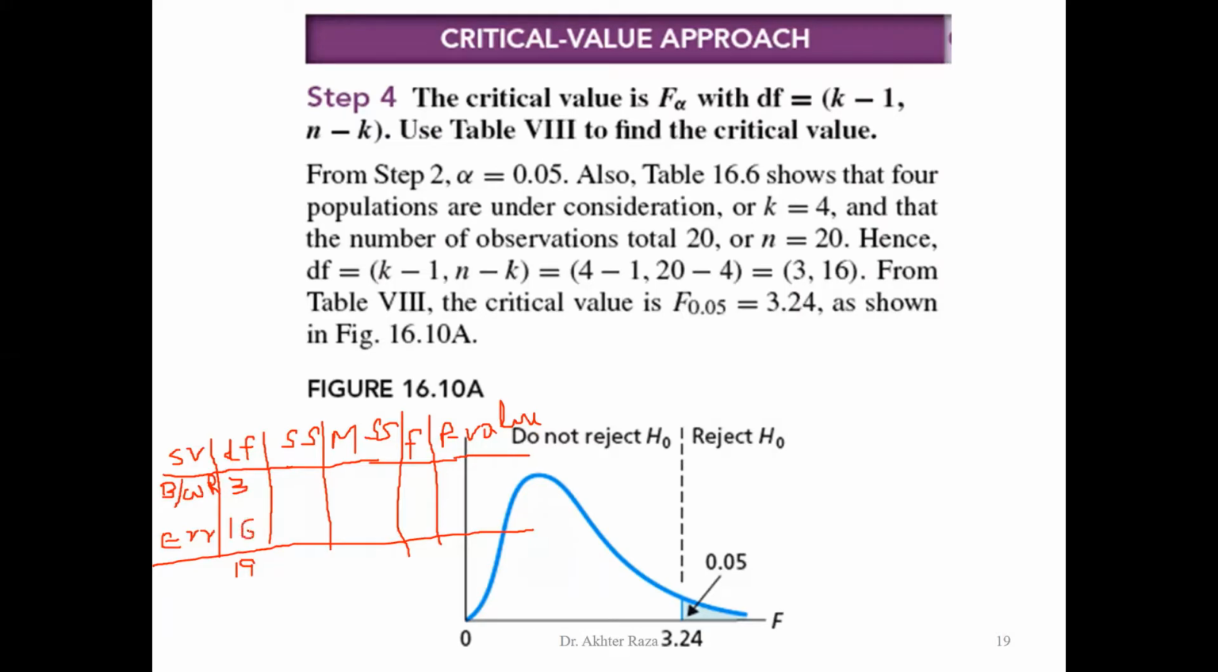The degree of freedom of error is 16, and the degree of freedom of R, the region, is 4 minus 1 because we have the 4 regions. Total observations are 20, 19 degrees of freedom. Sum of squares are what? Sum of squares are already calculated on the previous slide.